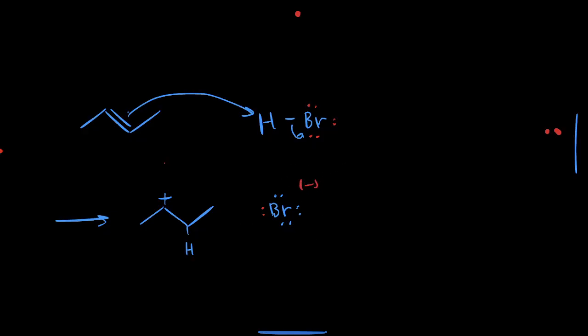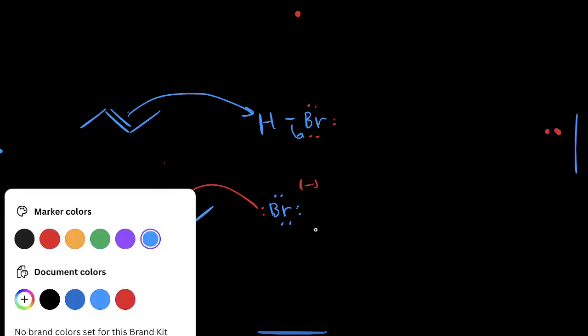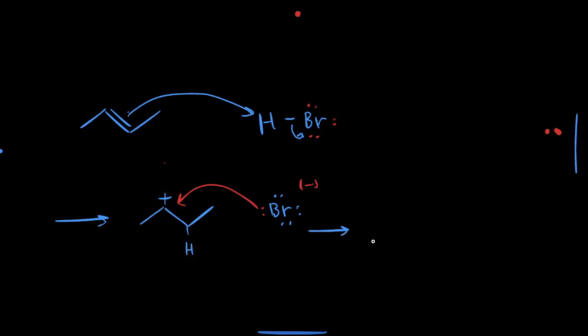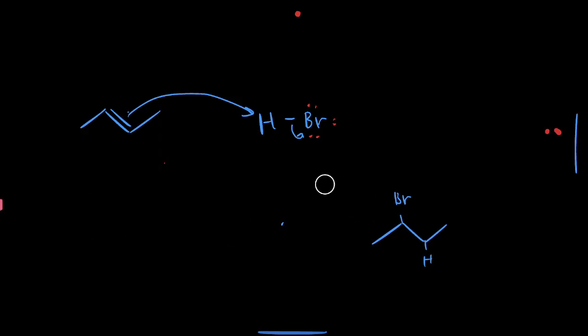And so because of that, this negative lone pair here is going to go and attack the carbocation. Attacking that carbocation, we end up with our final product for this reaction, where we have our hydrogen here and our bromine attached over here.